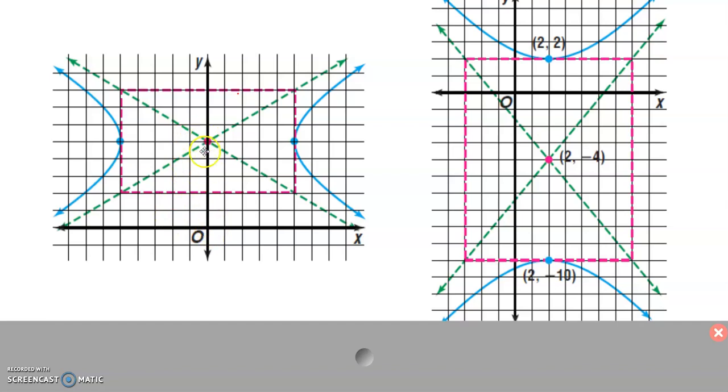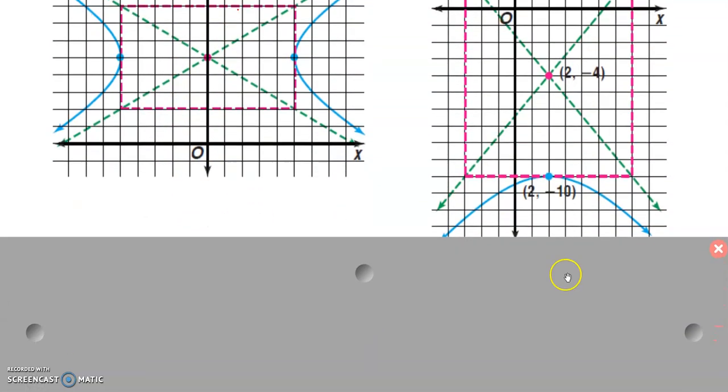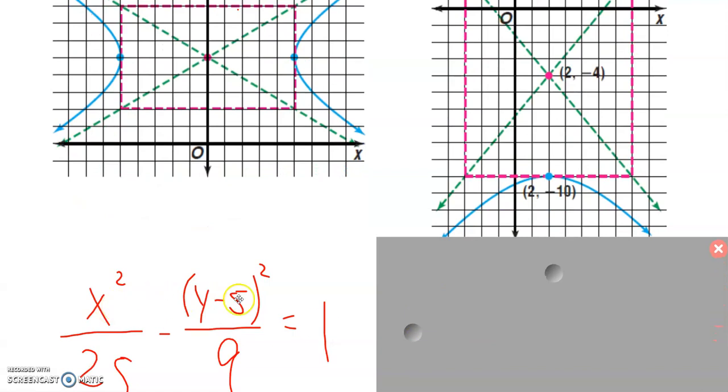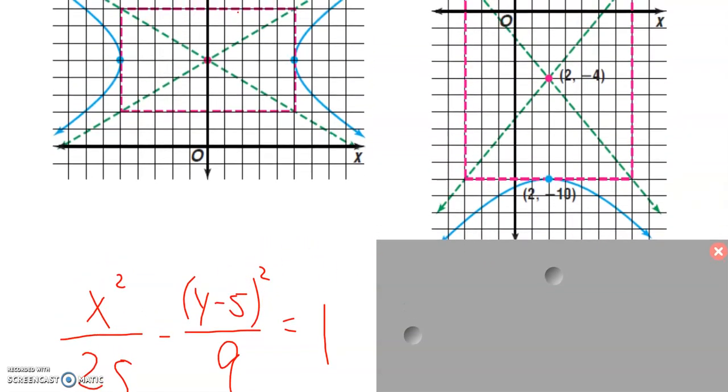The center is at 0, 5. So that gives me the numerators. X comes first, x minus 0 is just x, so it's x squared, and then y minus 5 squared. And then basically I don't really have to worry about which one's called A and which one's called B.